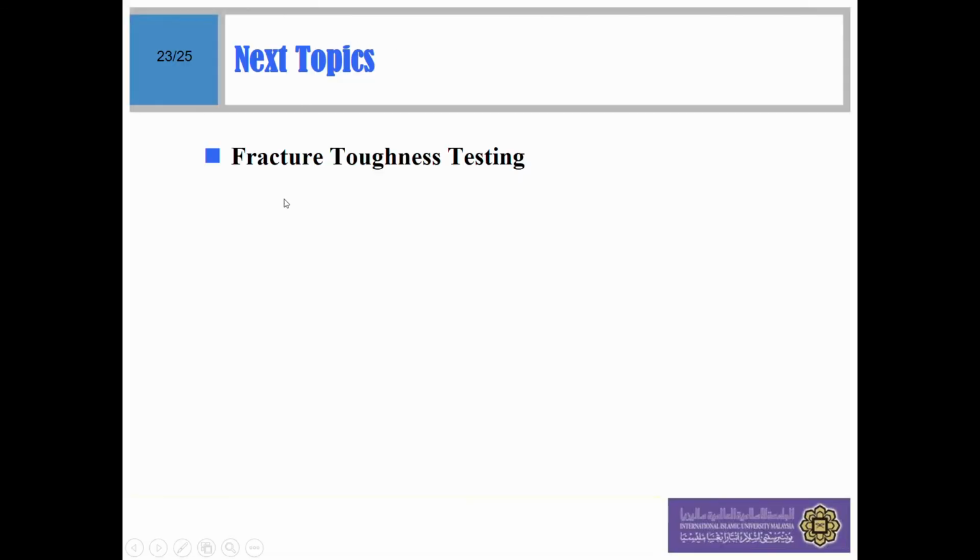Alright, next topic, we're going to talk about fracture toughness testing as well, but it will go deeper into the application and how that is applicable in the industry.